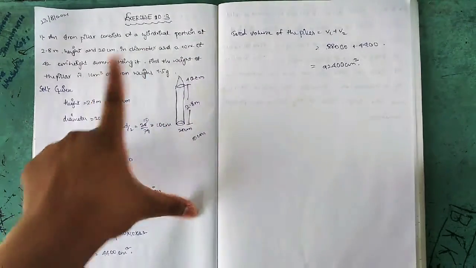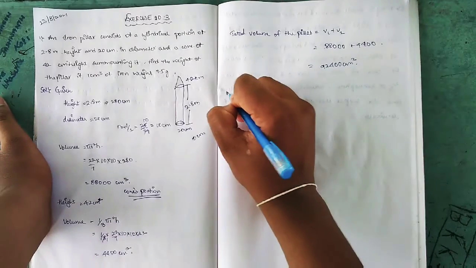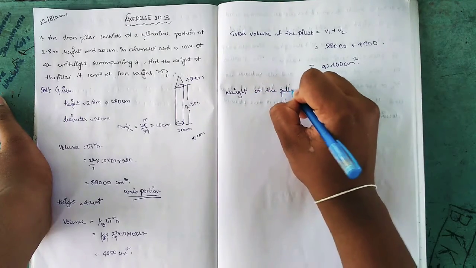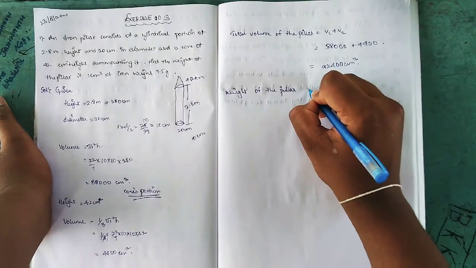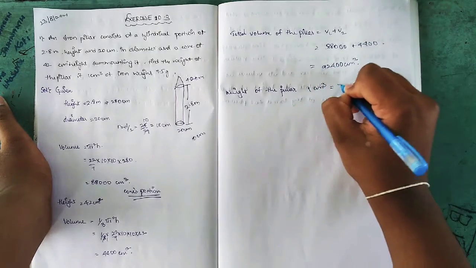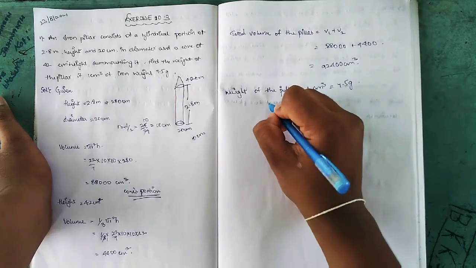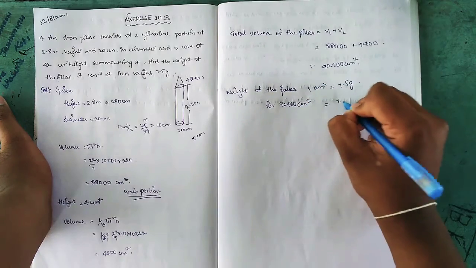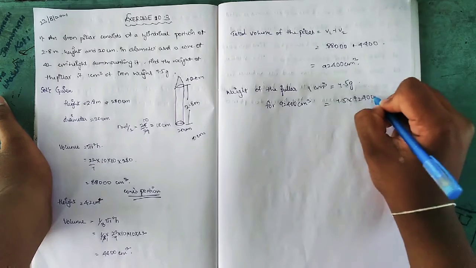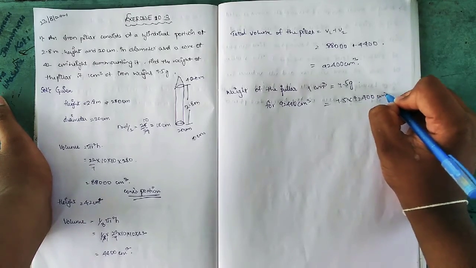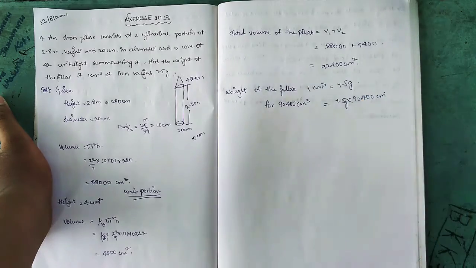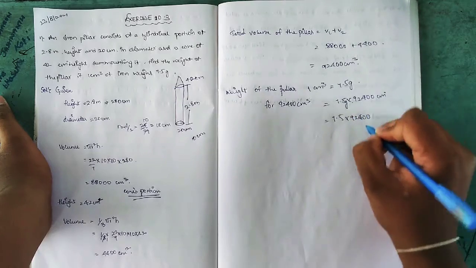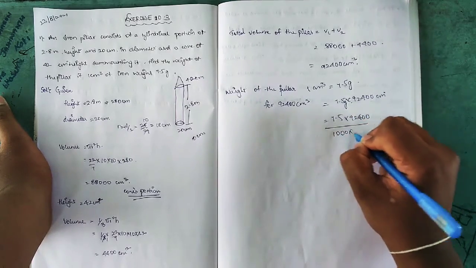So here they have asked to find the weight of the pillar. The weight of the pillar for 1 centimeter cube is 7.5 grams. So for 92,400 centimeter cube, we'll get 7.5 into 92,400 grams. If we want it in kilograms, we have to change it, so 7.5 into 92,400 by 1000.